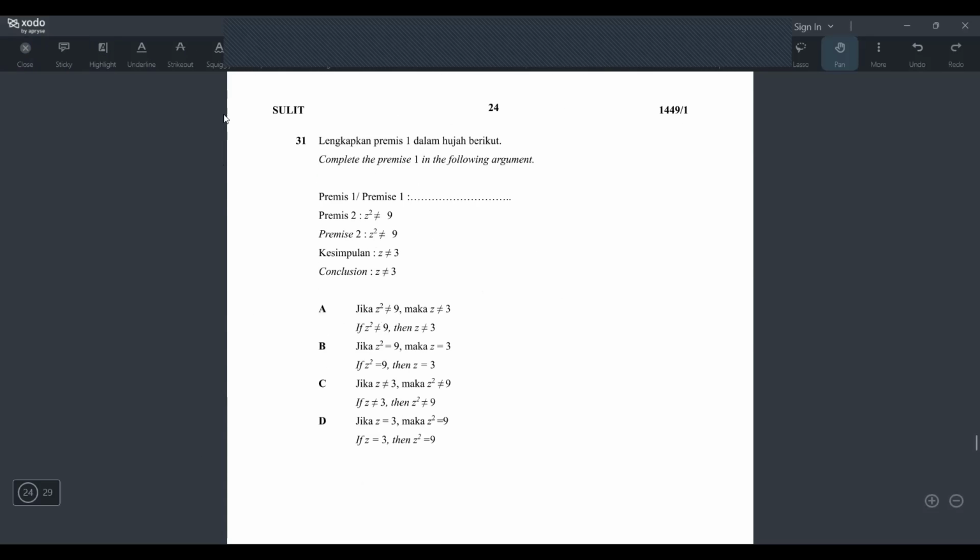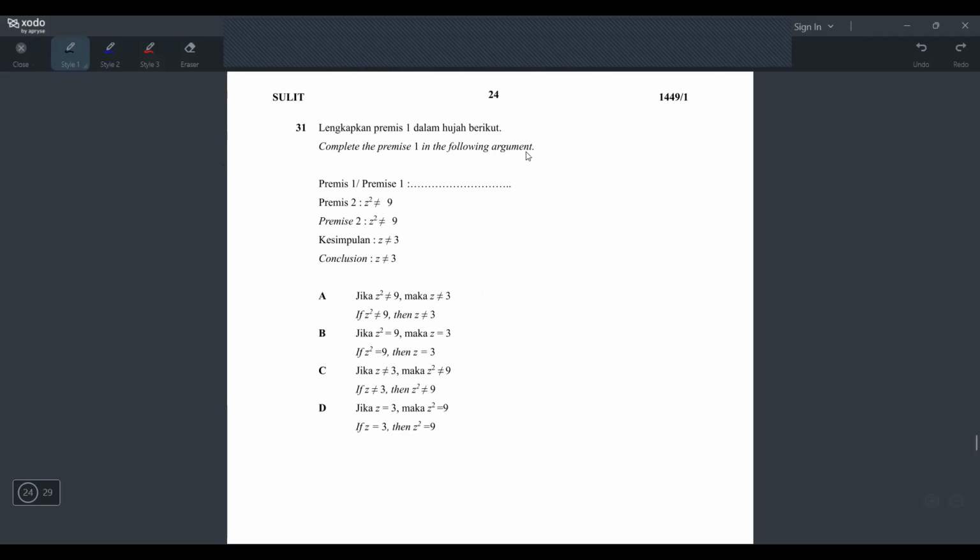Okay, number 31. Complete the premise 1 in the following argument. So premise 1, they never give you. Premise 2 is like this, then the conclusion. This one you have to memorize, no other way. So we have 3 formats to memorize. The first one is when premise 1 has to be: all A are B. Premise 2, C is A. And then conclusion, C is B.